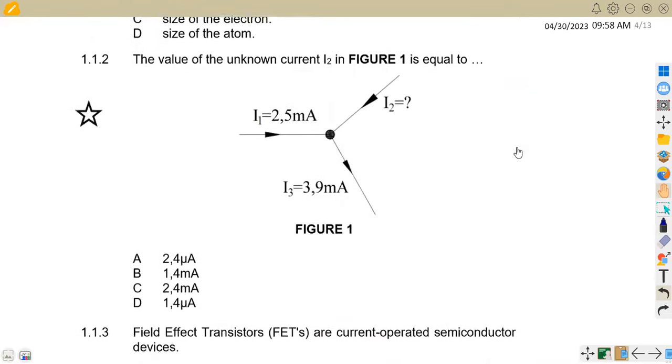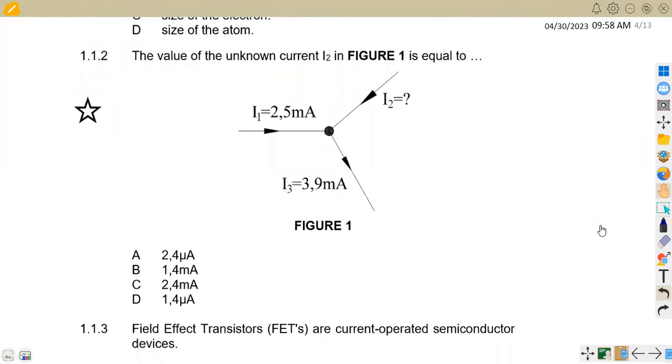So that is what we had on 1.12. The value of the unknown current I2 in Fig 1 is equal to what? Remember from Kirchhoff's law, the sum of currents flowing into the junction is equal to the sum of the currents flowing away from the junction. So we've got I1 and I2 flowing towards the junction, which means if we add I1 plus I2, we must obtain I3, which is going out. So this is equal to I3.